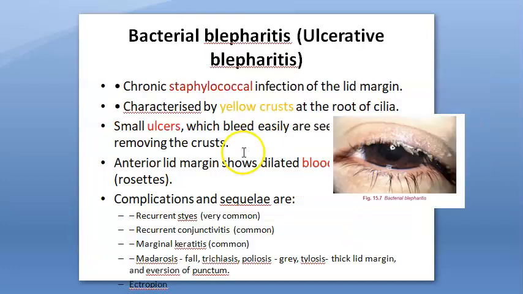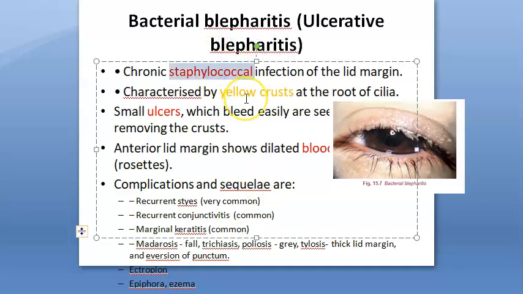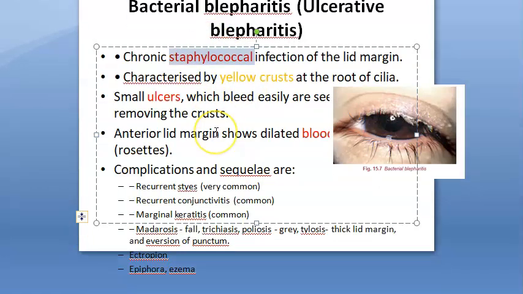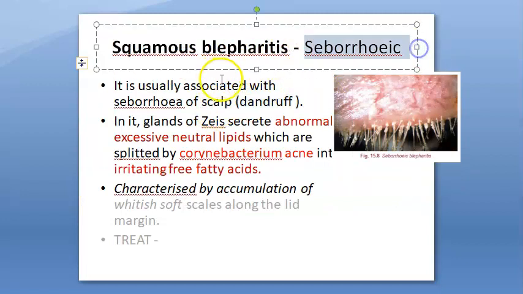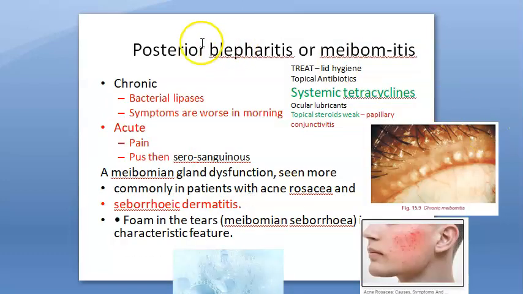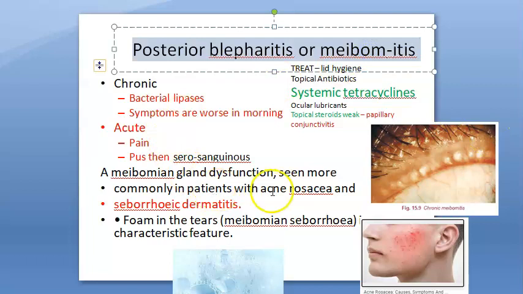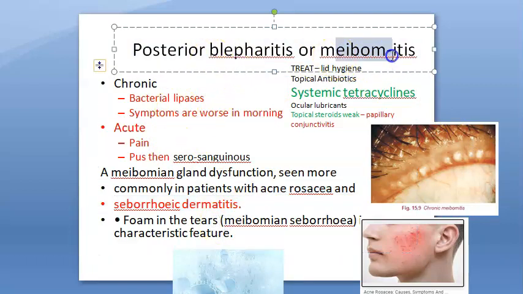Each of these we have made a separate video. Bacterial, you can say ulcerative, with yellow crust, caused by Staphylococcus. Remember you blame Staphylococcus even for styes. People who have dandruff can have seborrhoeic blepharitis, caused by Corynebacterium acnes, with neutral lipids. Posterior blepharitis, meibomitis, is in people who have acne, rosacea, seborrhoeic dermatitis. These people will have this meibomitis.